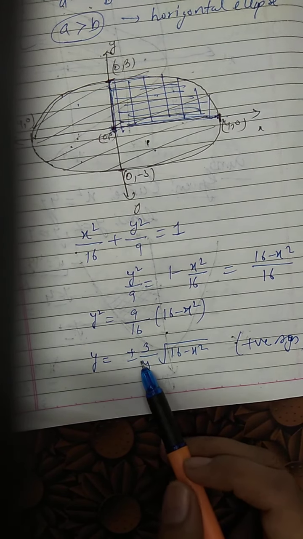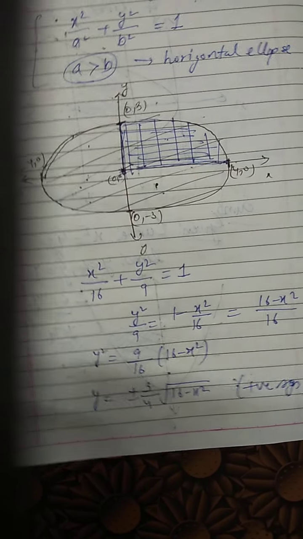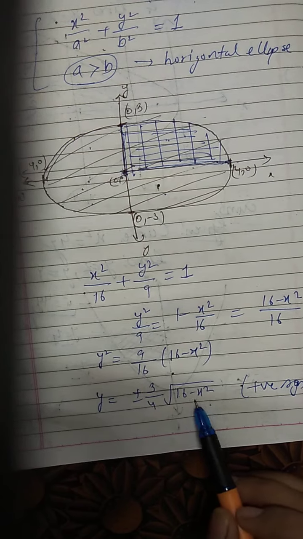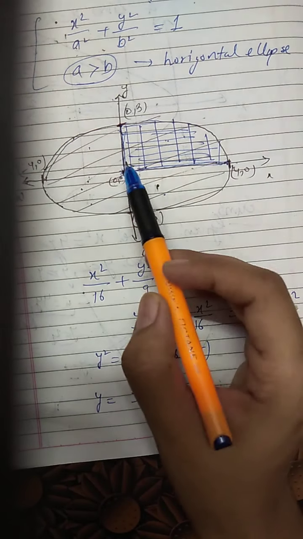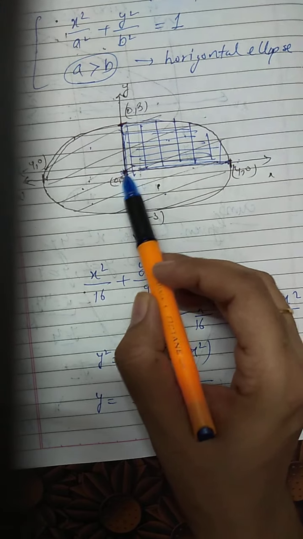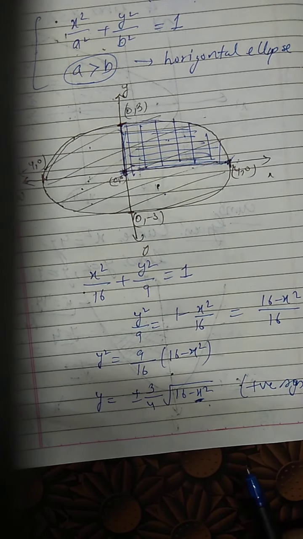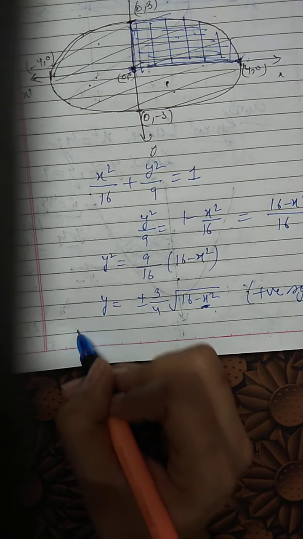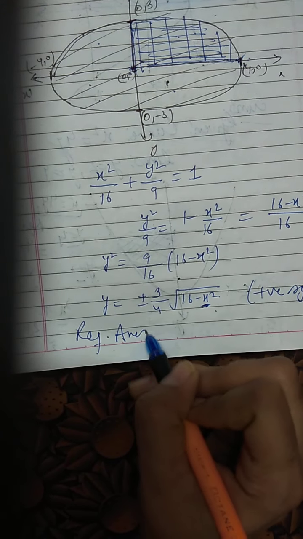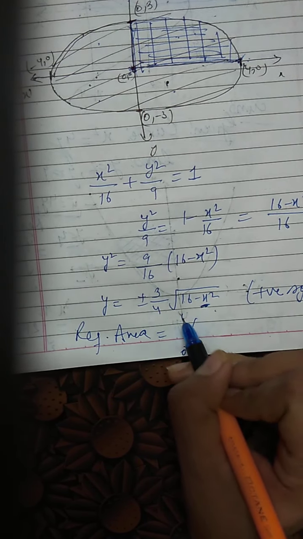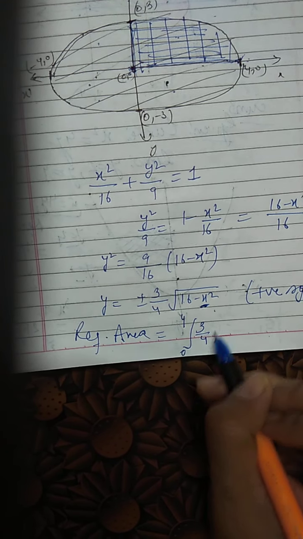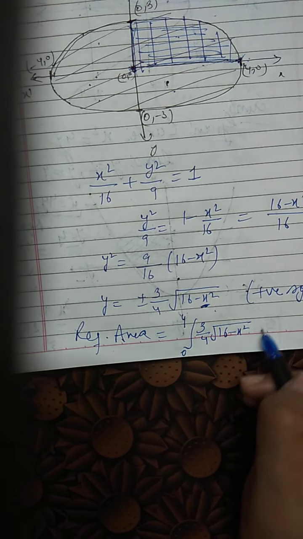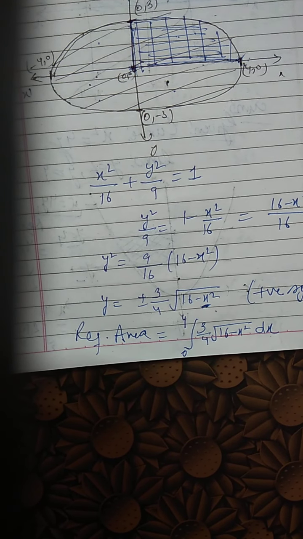So function is ready. Now the integral limits: since I am writing the function in terms of x variable, I will take my limits along x-axis. It will be from 0 to 4, right? So our required area will be then, let me write down here itself, 0 to 4, 3 by 4 root of 16 minus x square dx. This 3 by 4 is constant, that we will bring outside, and integration of 16 minus x square.